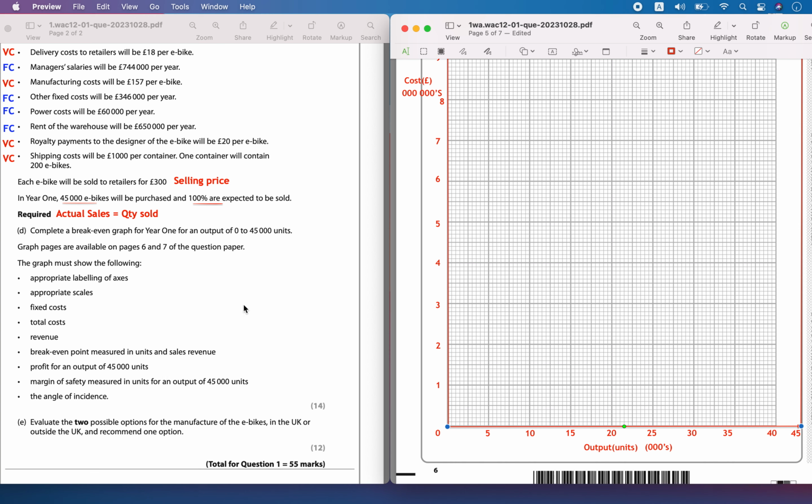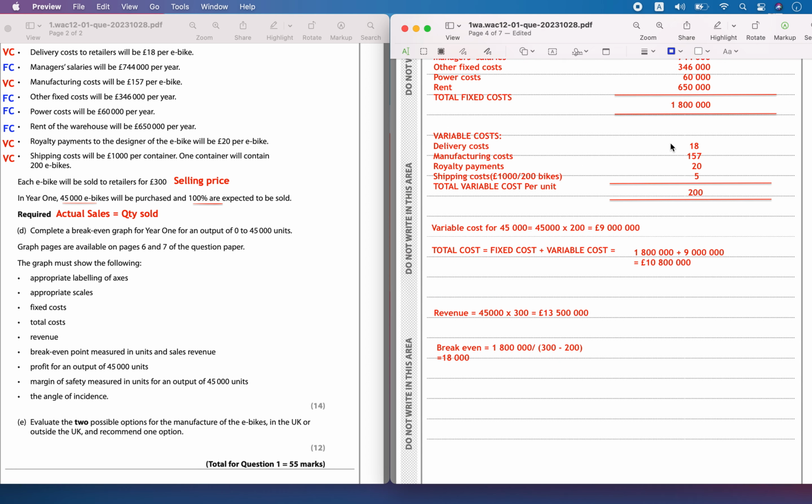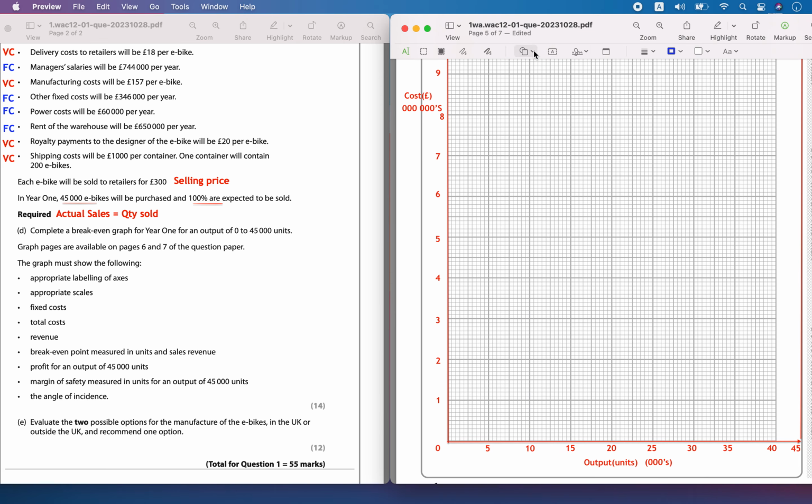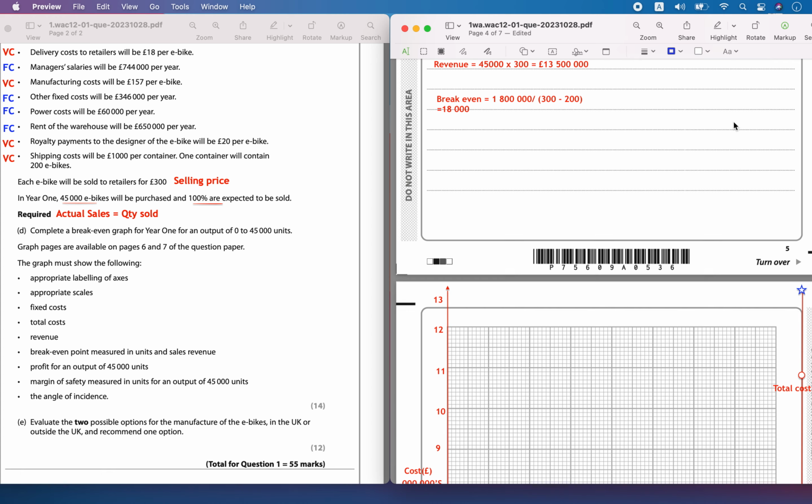So the first step is to draw the fixed cost. Now we saw that the total fixed cost is 1.8 million. So let's draw it. 1.8 million is around here. You will draw a line here. This represents the fixed cost line. Then from here you will draw a line that indicates the total cost, so fixed cost plus the variable cost, you are going to draw the total cost.